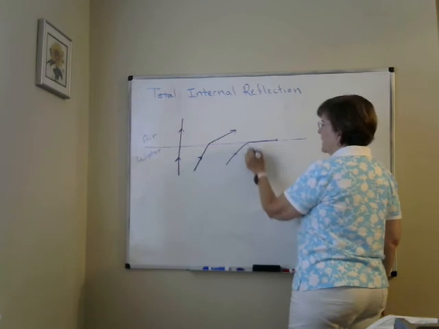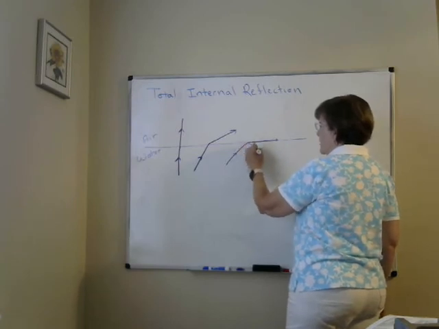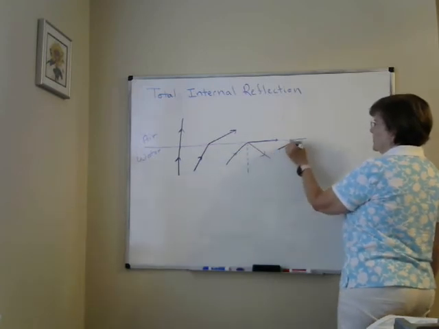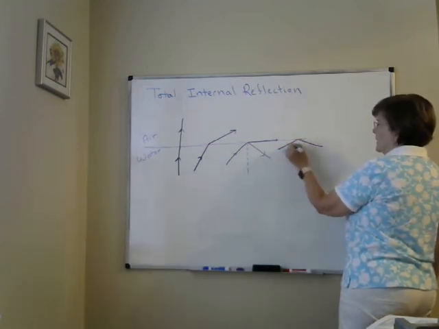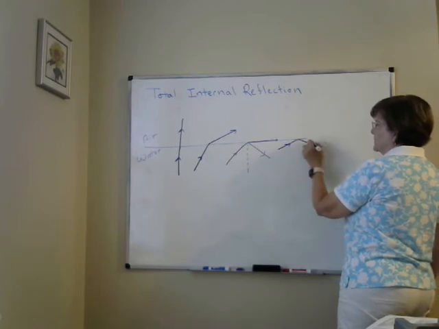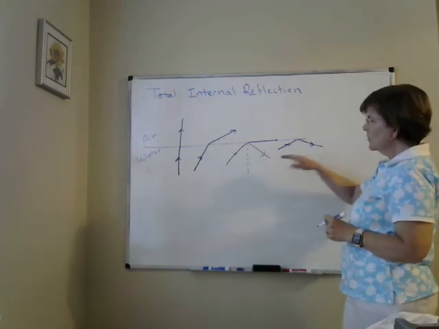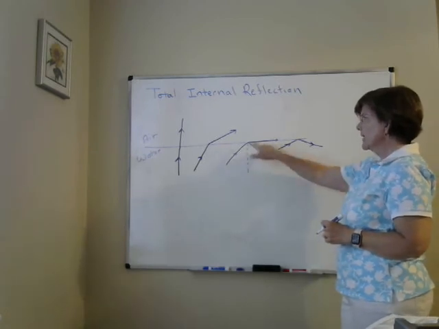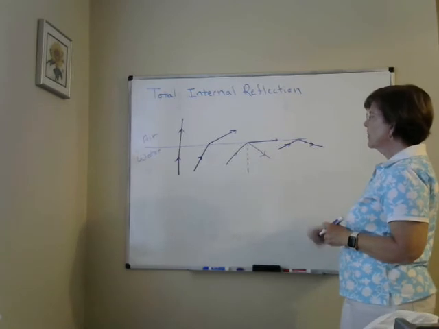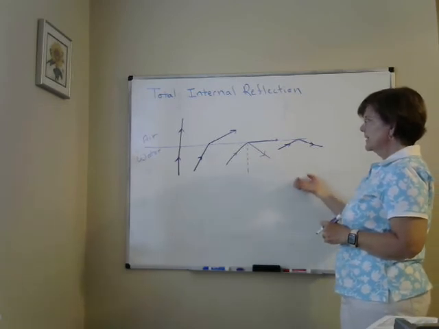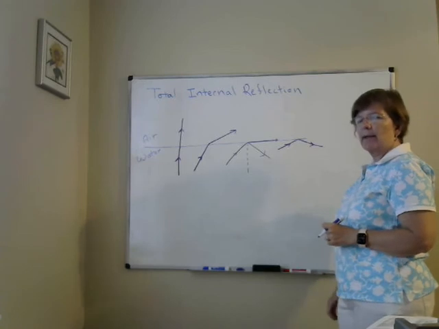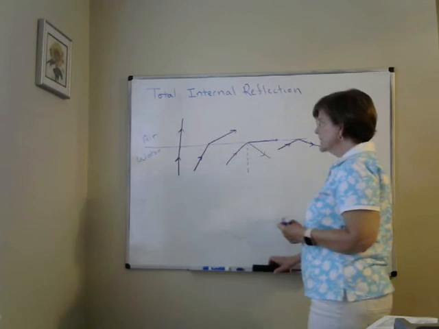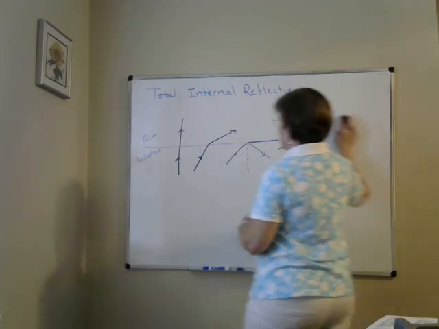And instead of doing this, it's going to actually bounce back in. And if I come in at an angle that's even smaller, it will all stay inside. Okay. So when light is incident at the critical angle or at an angle bigger than the critical angle, all the light reflects back inside and none of the light can escape. That's total internal reflection. Okay. It has some interesting applications.